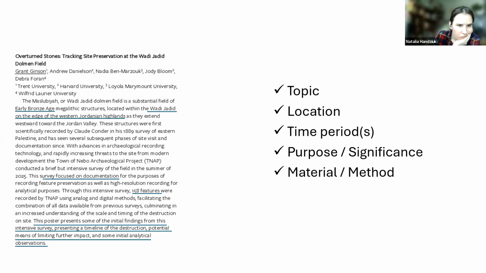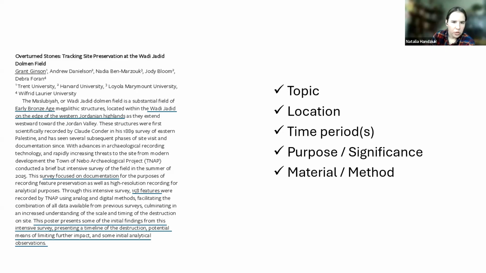The Muslubia, or Wadi Jadid Dolmen Field, is a substantial field of early Bronze Age megalithic structures located within Wadi Jadid on the edge of the western Jordanian highlands as they extend westward towards the Jordan Valley. These structures were first scientifically recorded by Claude Conder in his 1889 survey of Eastern Palestine and have seen several subsequent phases of site visit and documentation since.